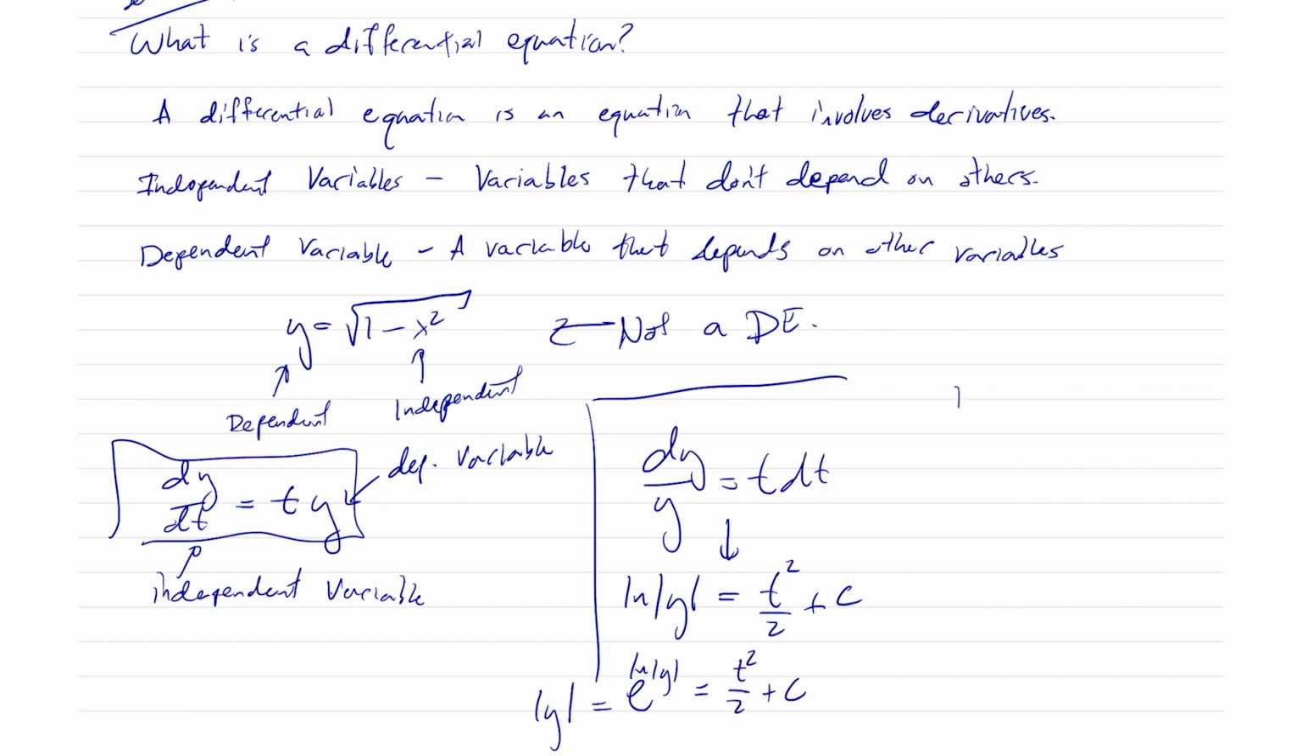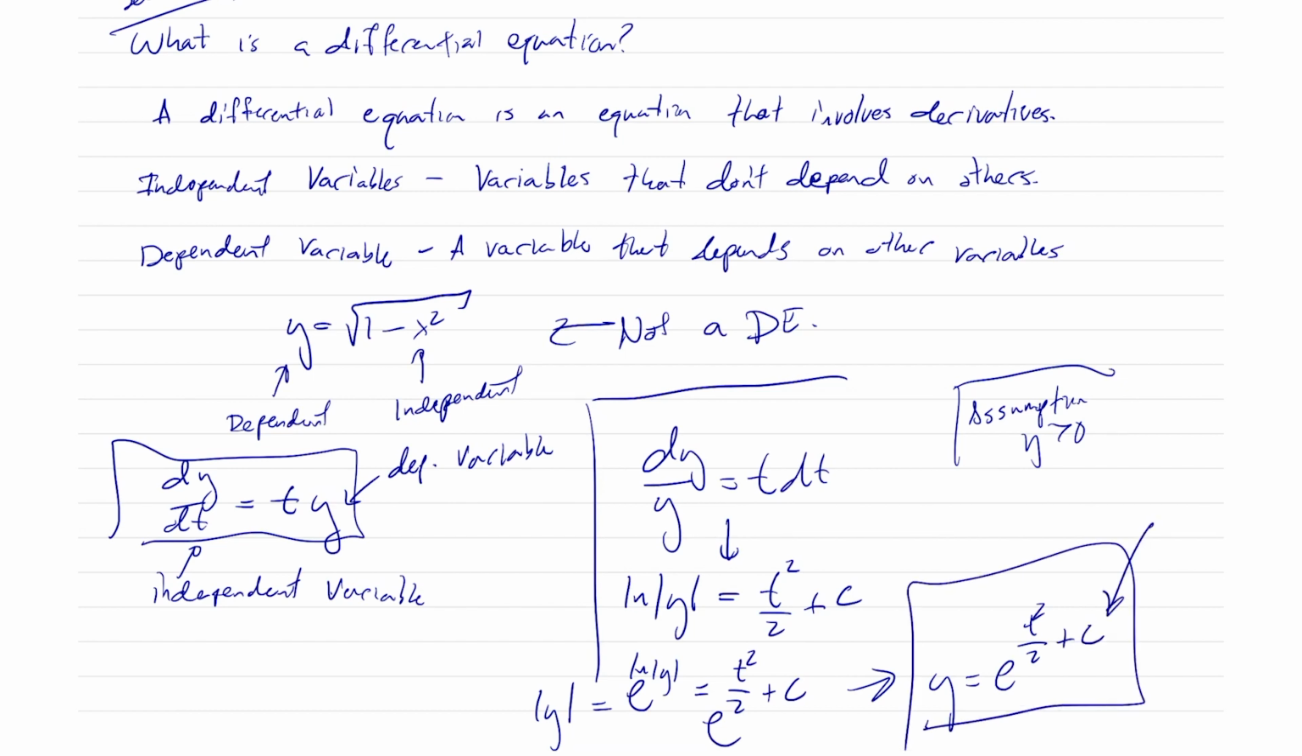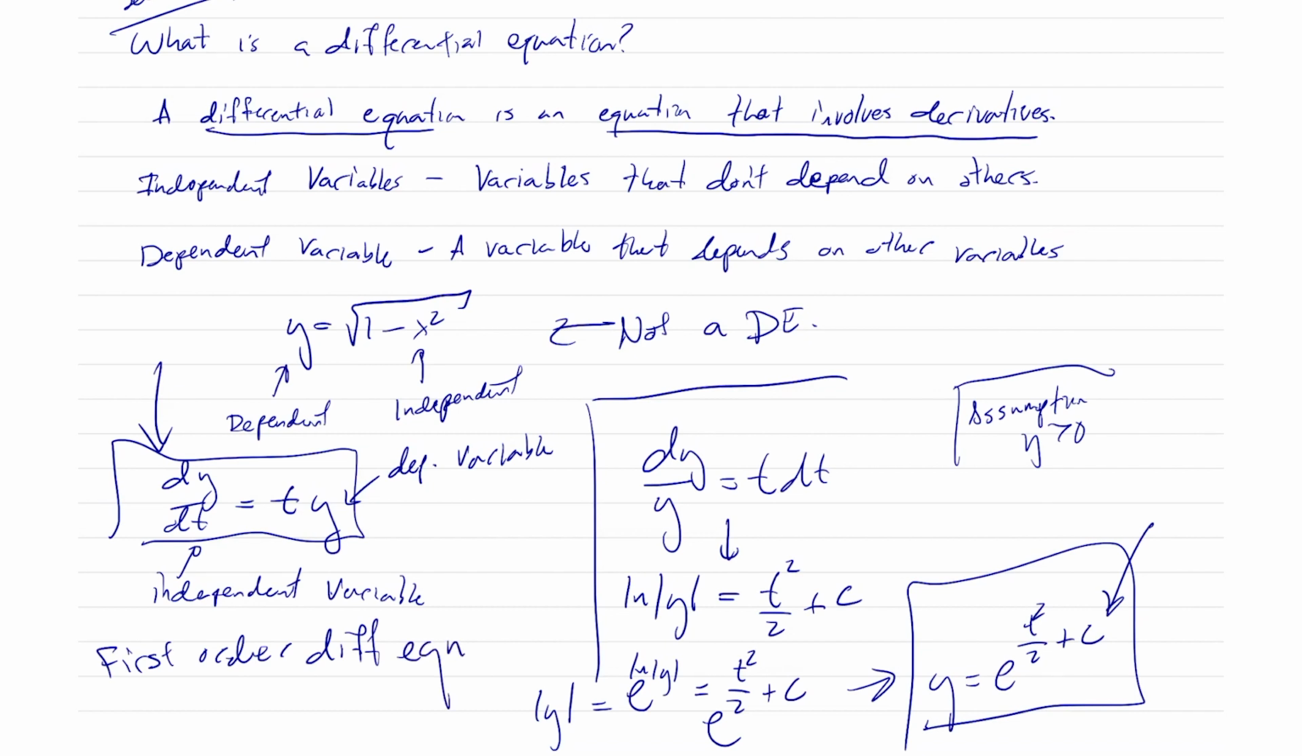And now I'm just going to make an assumption on the side here, that y is going to be bigger than 0. And so then this gives us that y is equal to e to the t squared over 2 plus c, right? And so there you go. And here we have one of these arbitrary constants coming up again. Okay, so a differential equation is an equation that involves derivatives. So here we have one derivative. This is what we call a first order differential equation. Okay, and in fact, this is what we call an ordinary differential equation.